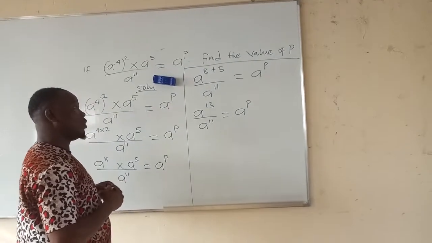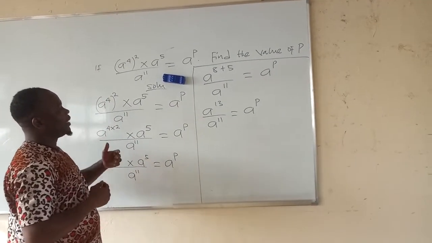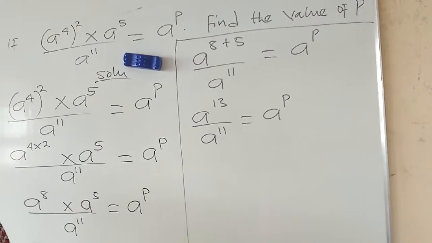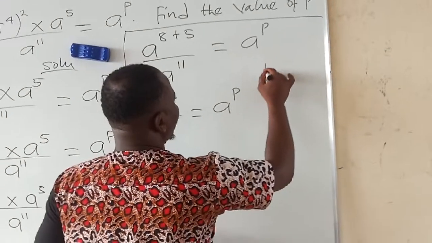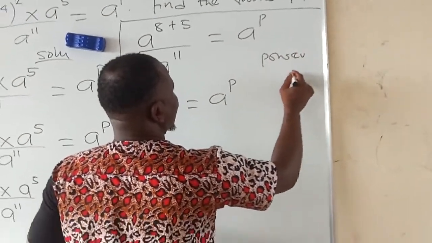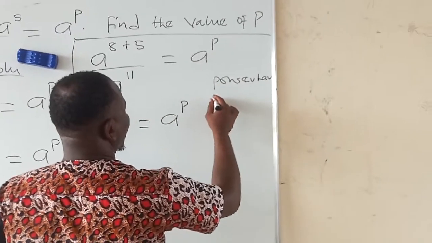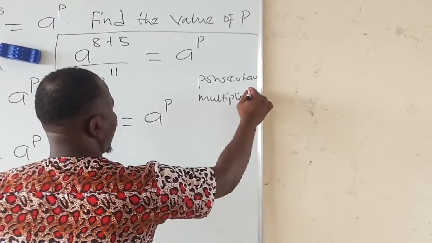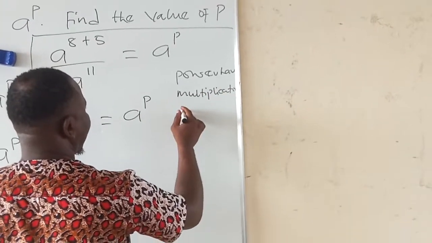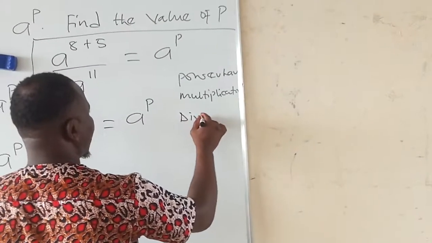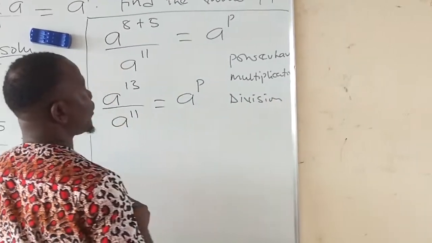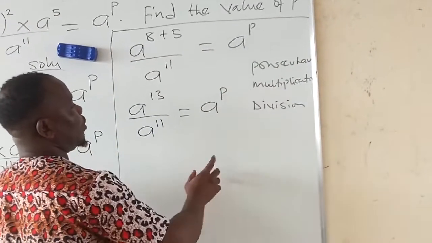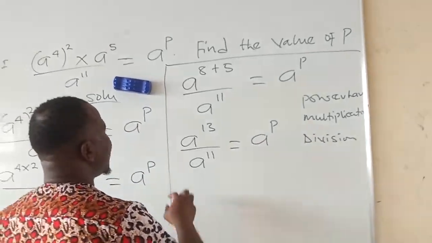Okay, before we continue solving this problem, I told us that we are going to use 3 laws. One, power law. Two, multiplication law. And three, division law. Is that clear? So now we are done with the power law and the multiplication law. We want to look at the division law.